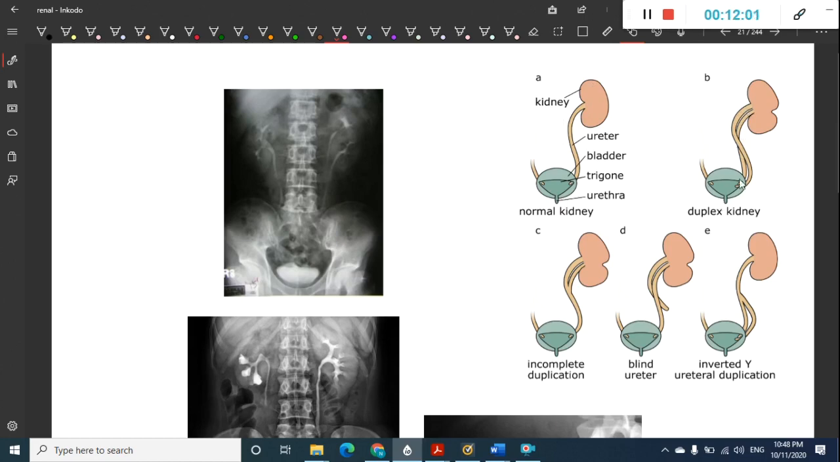See, this is the duplex kidney, that is, we have two ureters. Here we have incomplete duplication, where the two ureters drain together in a common channel and drain out. Sometimes there can be one blind ureter also. Sometimes there can be inverted Y ureteral duplication also.